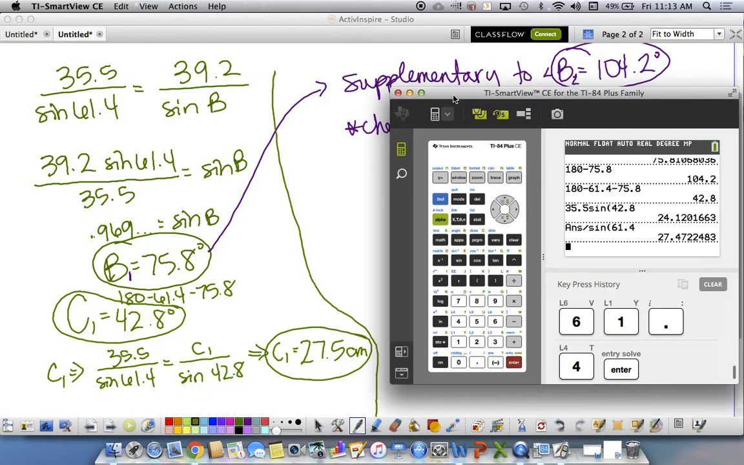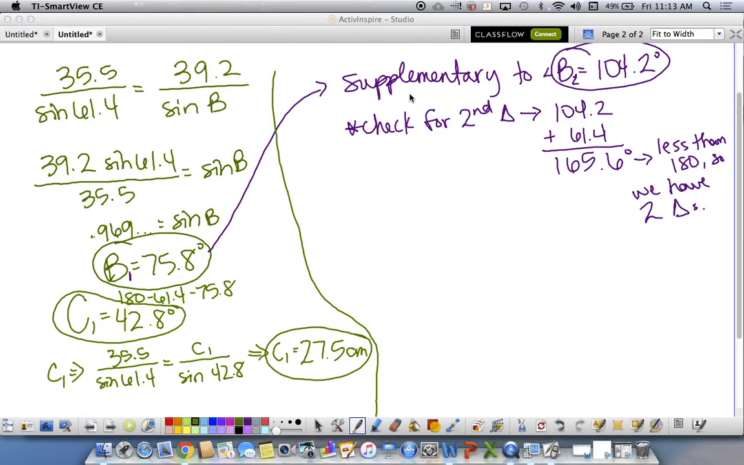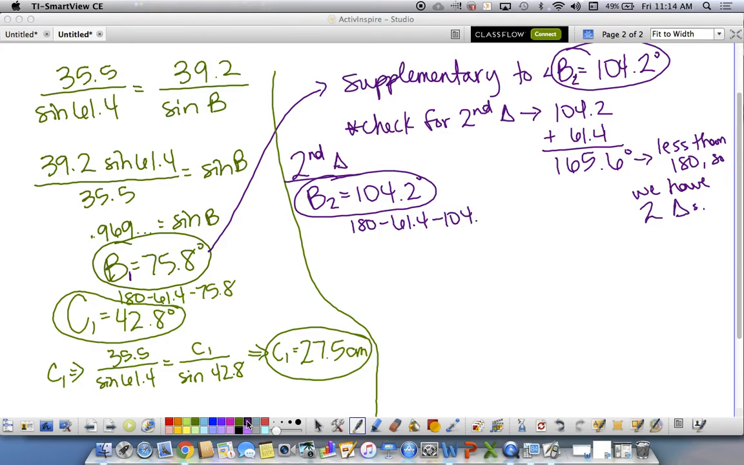I'm going to set that aside for a second, and then we're going to go to our second triangle. I have the B2 over here that is 104.2 degrees. We've solved for that, so I'm going to circle it. What about C2? I'm going to say 180 minus 61.4. Angle A is not ever changing. So that was my angle A, and then minus B2.